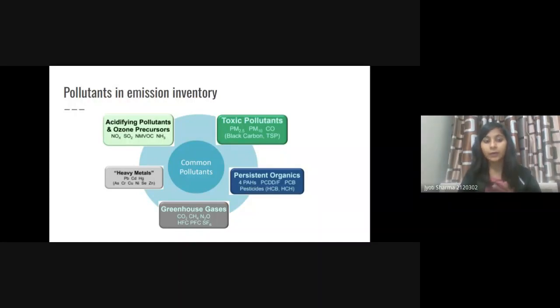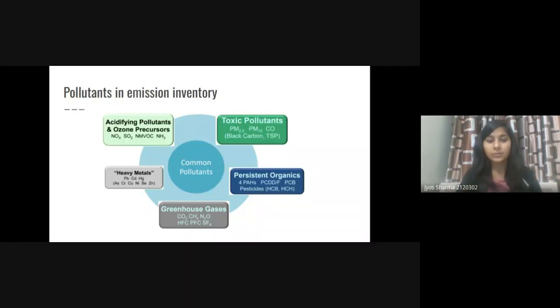If you want to see the ozone precursors, then obviously you will create that inventory for nitrogen oxides and sulfur dioxides. Likewise, if you want to see the impact of particulate matter, then obviously you will measure the particulate matter emitted from different activities.